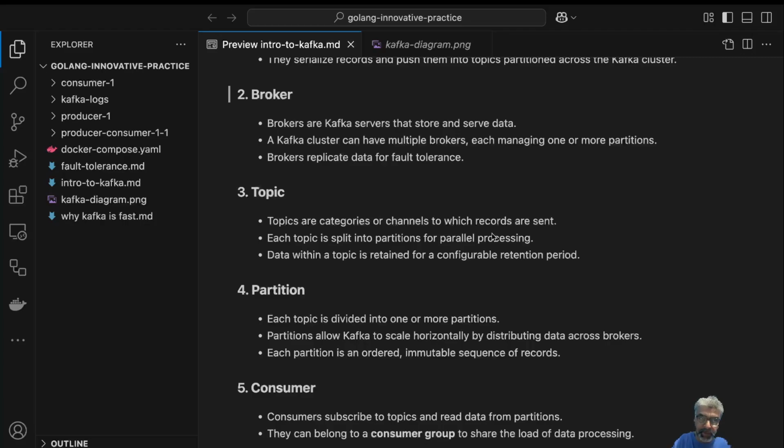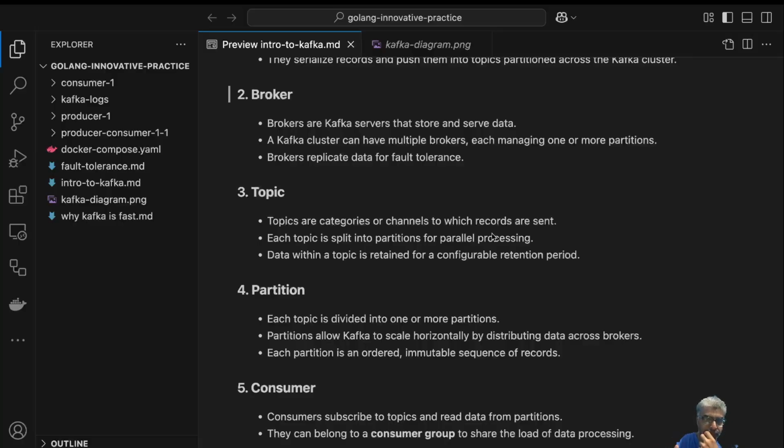So each partition is ordered. That means on a topic there are multiple partitions, and each partition has its own order. It's not the topic that has an order, each partition has an order. For example, 10 messages are produced: 3 go to partition 1, 3 go to partition 2, 4 go to partition 3. The order is 1, 2, 3 for partition 1, 1, 2, 3 for partition 2, and 1, 2, 3, 4 for partition 3. It's not like 1, 2, 3 for partition 1 and 4, 5, 6 for the next partition. Each partition maintains its own order.